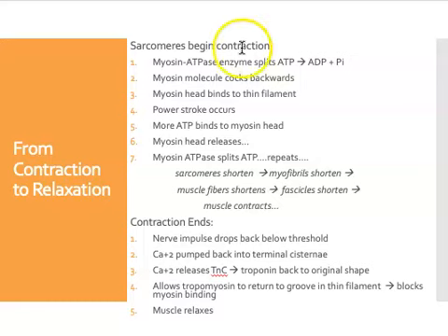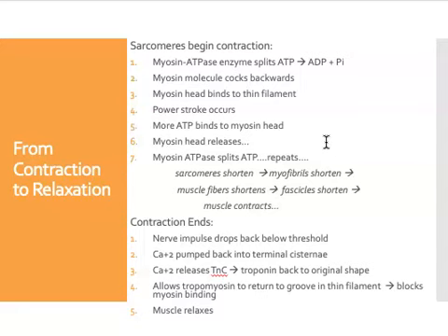The energy from the ATP allows the myosin head to bind to the binding site on the thin filament, and the power stroke occurs. The myosin physically slides the thin filaments towards the center of the sarcomere. More ATP binds to the myosin head, and it's allowed to release from its binding site. The myosin ATPase splits that ATP, and now we're ready to go again.